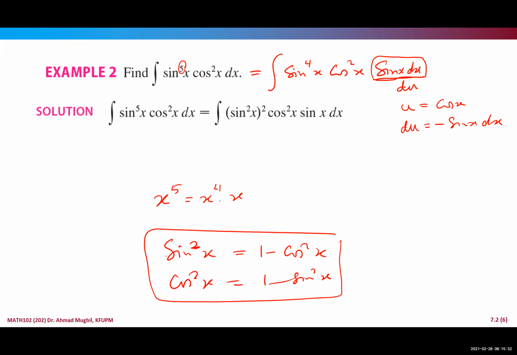Now here, because du is sine x dx, I should think about putting u equals cosine. So I need this to be in terms of what, guys? In terms of sine or in terms of cosine?